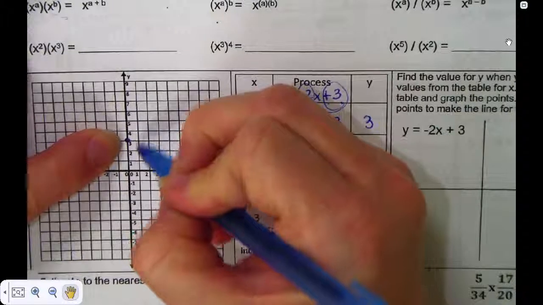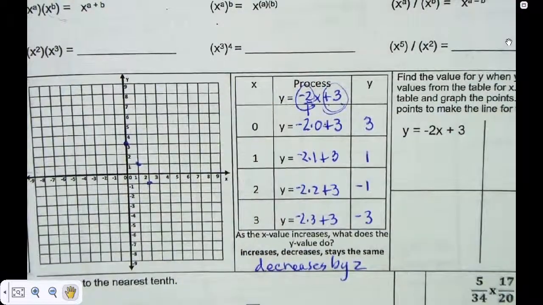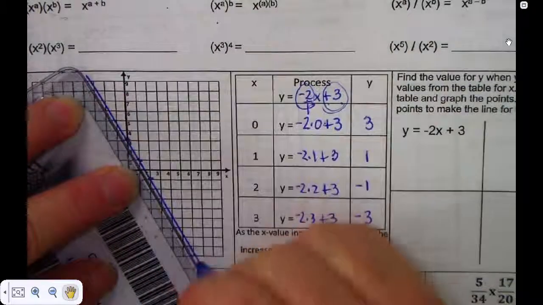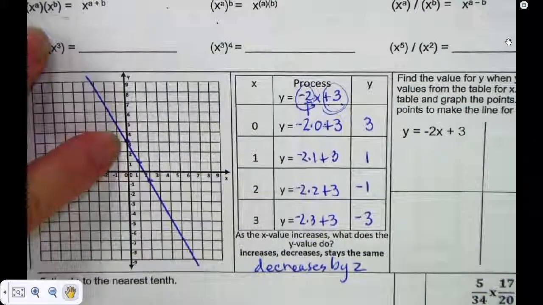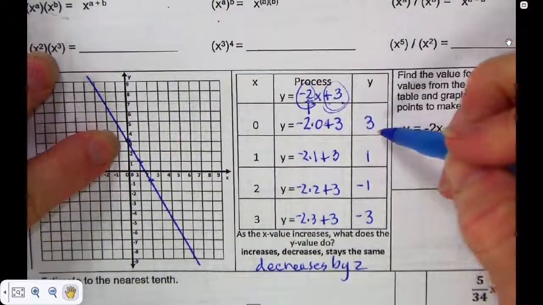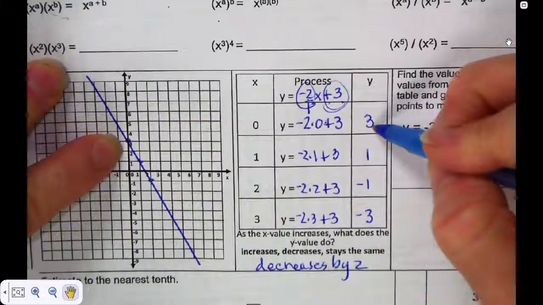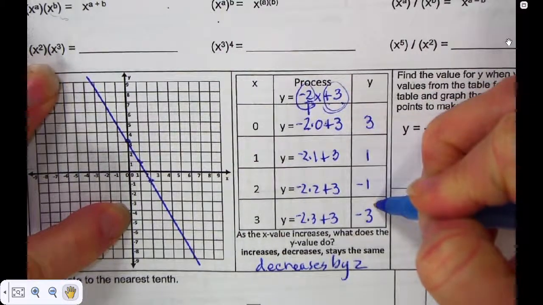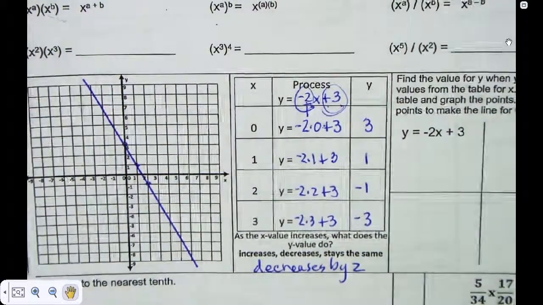Oh, awesome. Over 1, down 2. Over 1, down 2. Do that a couple of times. And then draw your line, please. And then let's check and see if our coordinates are on our line. 0, 3 is on there. 1, 1. 2, -1. And 3, -3. Look at there. Hey, why is our line coming down? Because it's negative. Awesome. Put that in warm-ups, please.